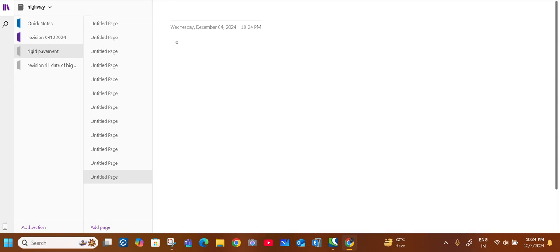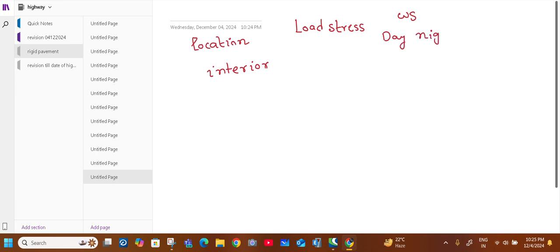So let us divide various conditions according to daytime and night time. The location at interior portion: load stress, warping stress, daytime, night time, and frictional, summer, winter.